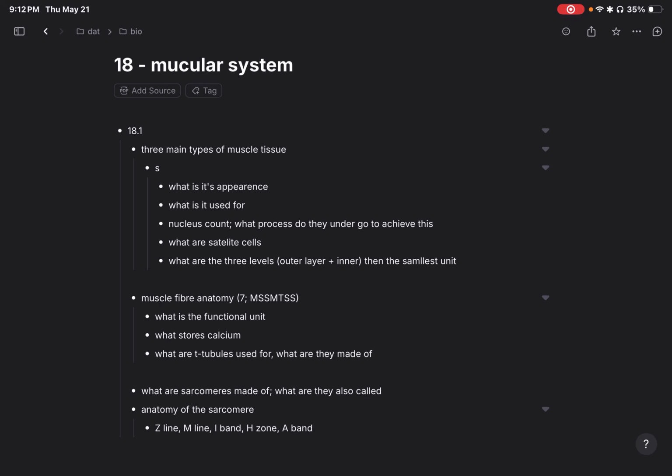Nucleus count, these are multinucleated. What process do they undergo? This is like myogenesis. Wow, I actually don't know how I remember that. I just remember that weird detail from the video actually. Myogenesis, is that correct? Yep.